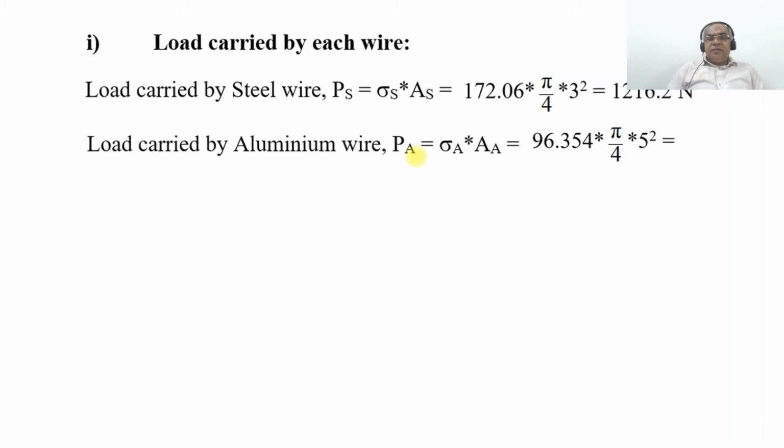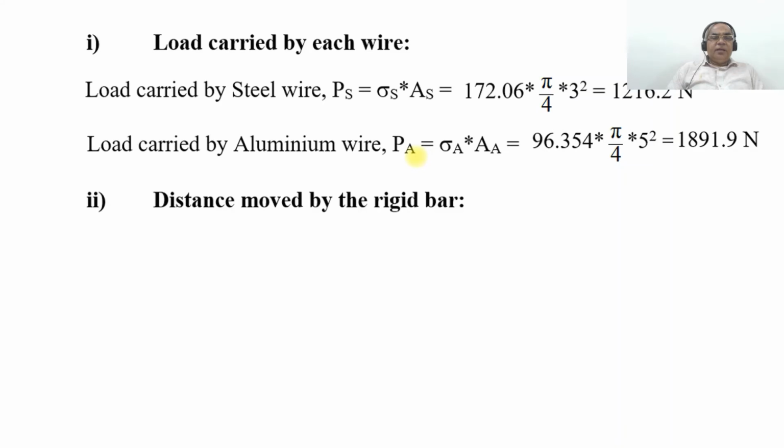Similarly, the load carried by the aluminum wire, PA, will be equal to sigma A into AA. What is sigma A? It is 96.354 into pi by 4 into 5 square. On simplification, you are going to get it as 1891.9 Newton.